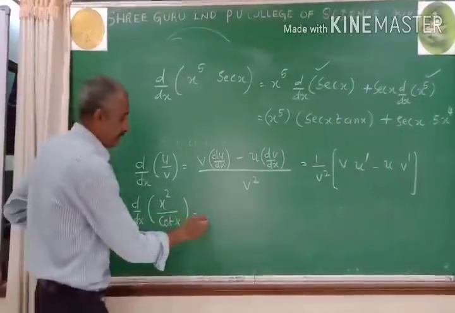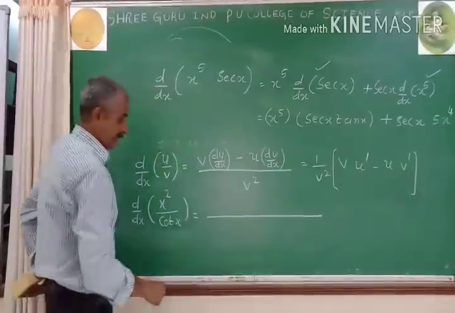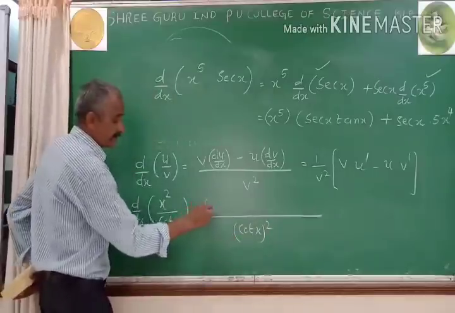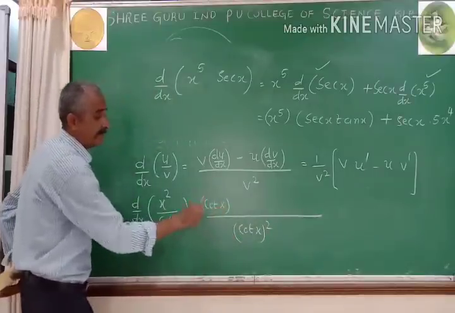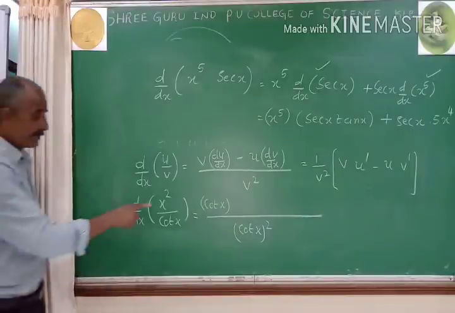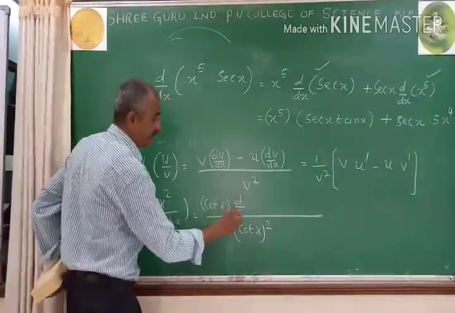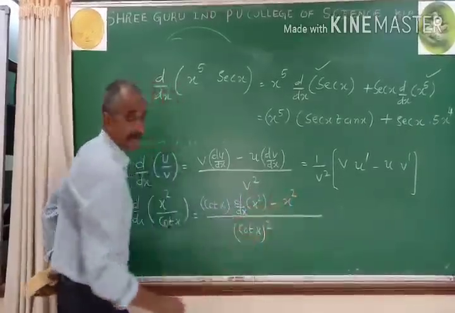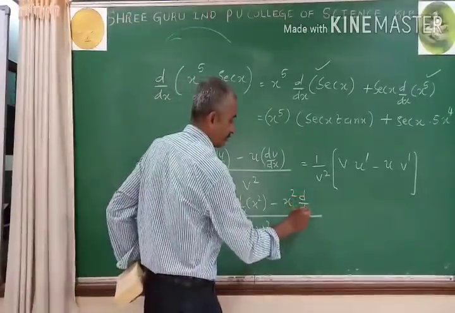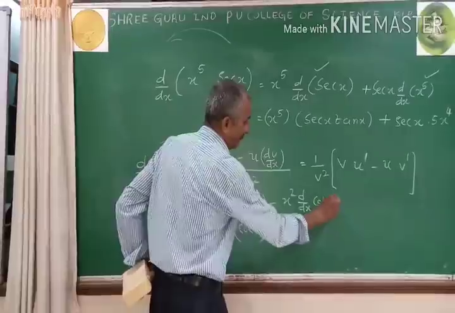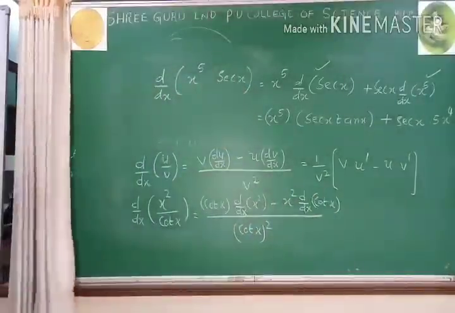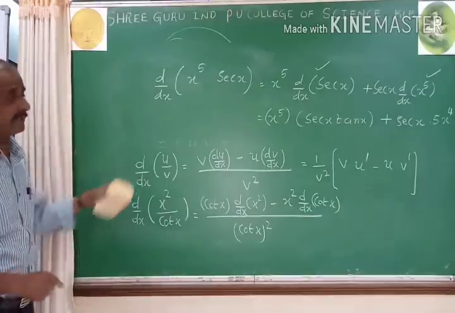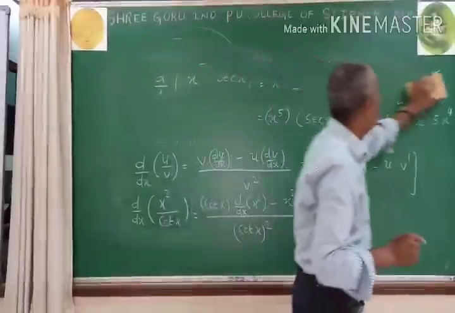Cot x. First write denominator whole square. Means first write cot x whole square followed by denominator cot x. After this multiplied by, we have to write the derivative of numerator, namely d by dx of x square minus x square multiplied by derivative of cot x. But your work is not over. We wrote according to only the quotient rule formula, but not the final answer. Now let us write the concerned term derivative answer.